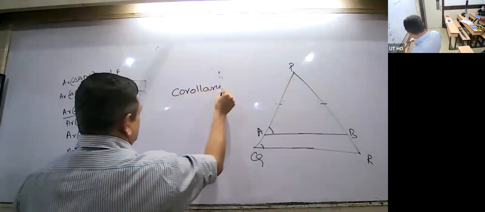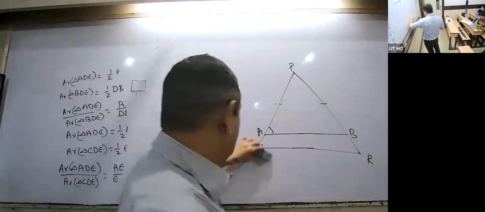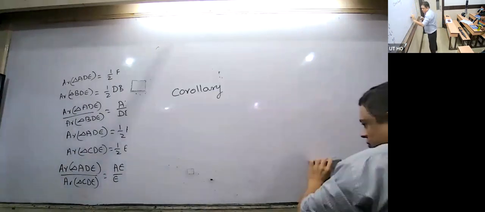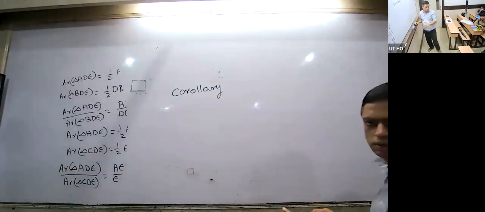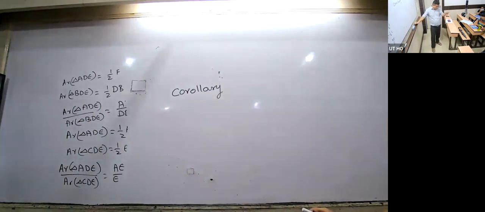Lesson read. Corollary. Have you heard about the word corollary? Who heard? You know what it is? Corollary means we can make more statements out of this. Any property obtained with the help of a theorem is called a corollary.